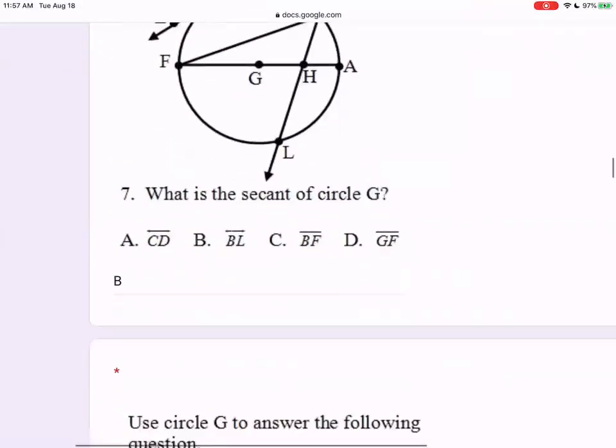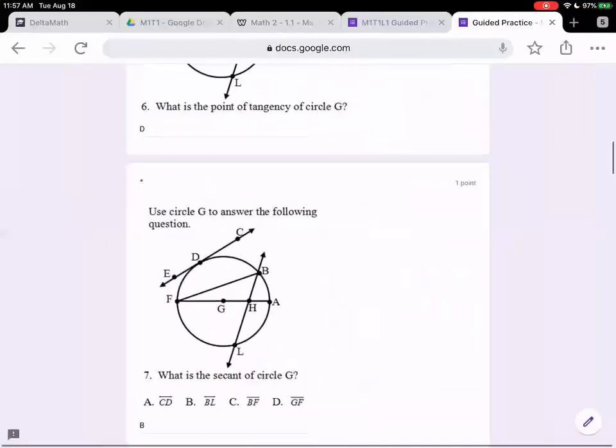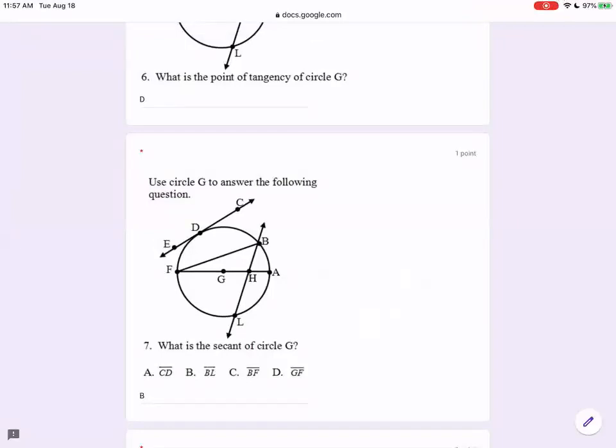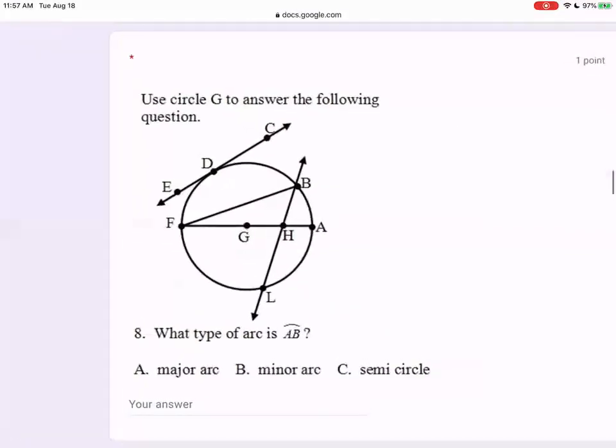Let's go on. Actually, I didn't ask for the last 2 questions, 6 and 7. Anybody have questions on those? Feel free to interrupt me because I know sometimes it lags.